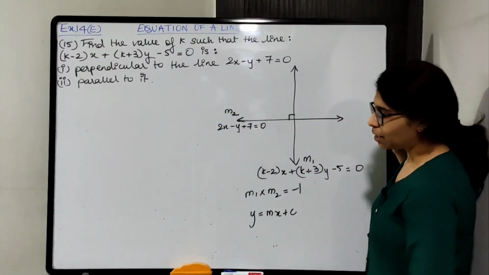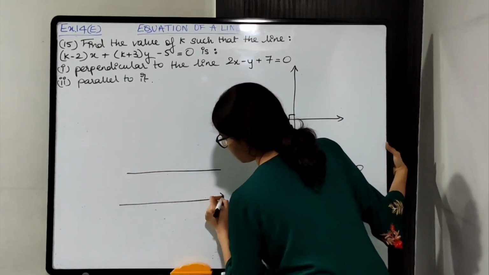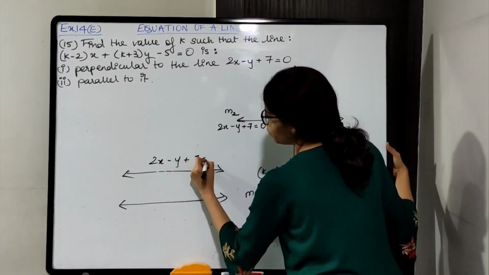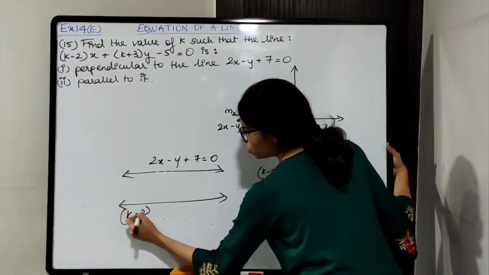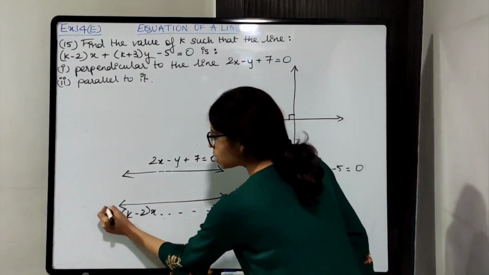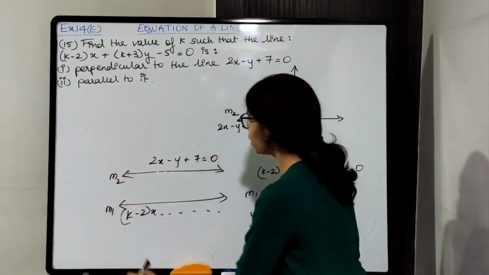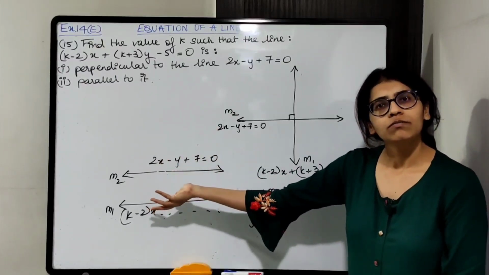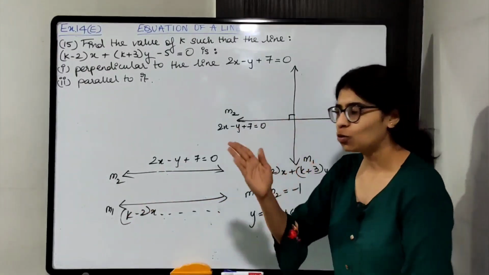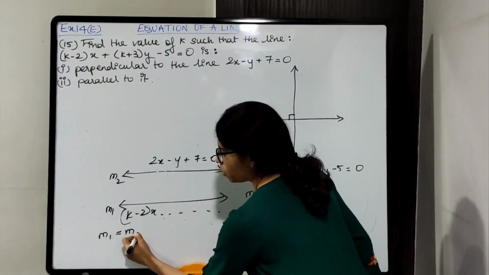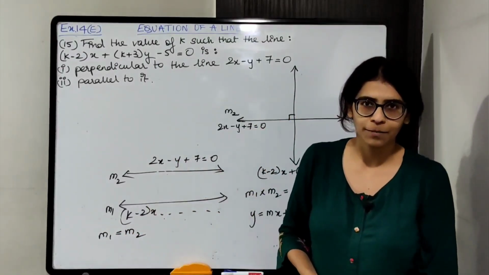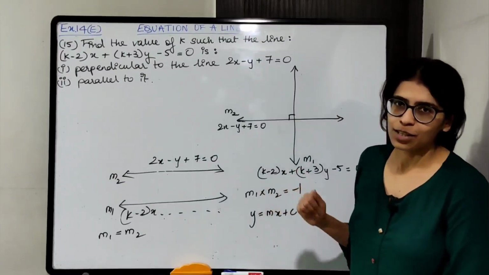So if they are parallel, that is, one line is 2x minus y plus 7 equal to 0, the other line is (k minus 2)x plus (k plus 3)y minus 5 equals 0. Okay, I'm not writing the entire thing. If they are parallel, the slope of this is m1, the slope of this is m2, so m1 equals m2. So whatever slope you get for this and for that, equate both. Put the value of m1, put the value of m2. On solving further, you will get the value of k. Okay. So let us solve now.